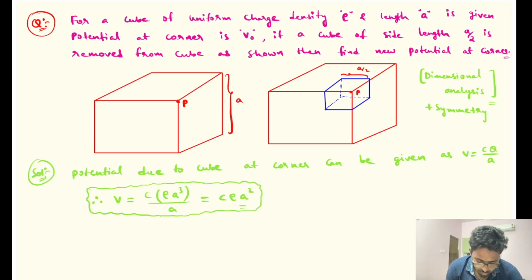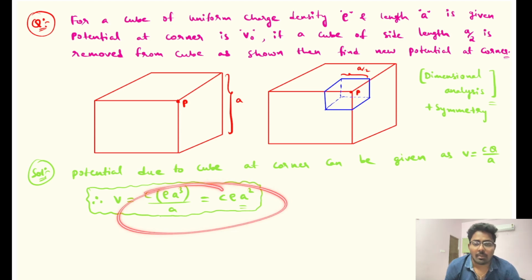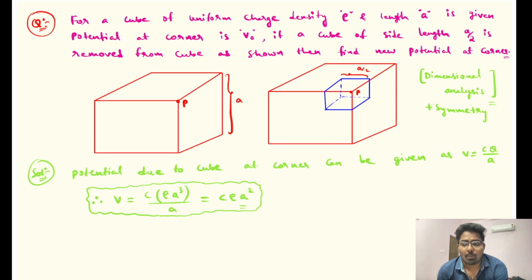Now, let us keep this formula aside, but our task is to find the potential due to this cube in which some part is removed. It is a very standard concept in rotational dynamics, center of mass, all these chapters in mechanics, in gravitation, in electrostatics, in magnetism. Whenever some part is removed, then you need to understand this.